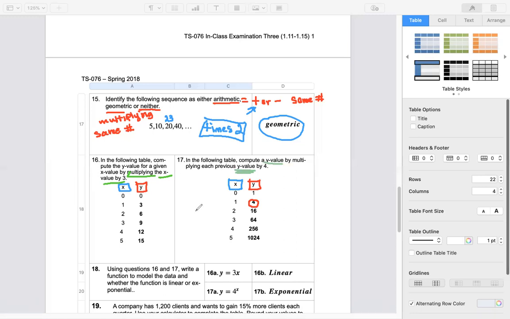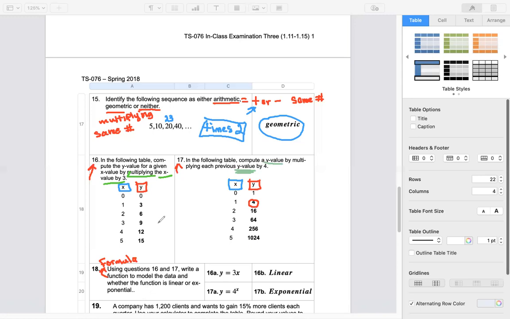Okay, having said all of that, let's go on to number 18. Using questions 16 and 17, you see that this was 16 and this was question 17 here. Write a function, which means a formula, okay? We talked about this in our class and in my lectures, which are all recorded. That's kind of the same idea, if that helps. Write a function to model, which means show the data, and say whether the function is linear or exponential.